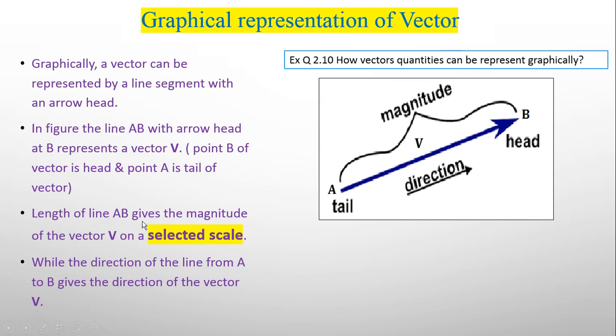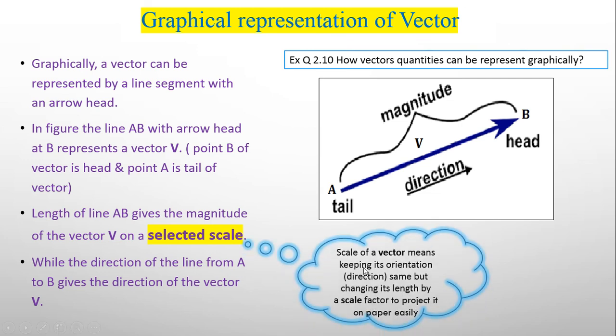Length of line AB gives the magnitude of the vector. So you can see, if you are increasing the length of this line, you are increasing the magnitude of the vector quantity. And this magnitude is represented on a selected scale. So what is the selected scale for a vector quantity?